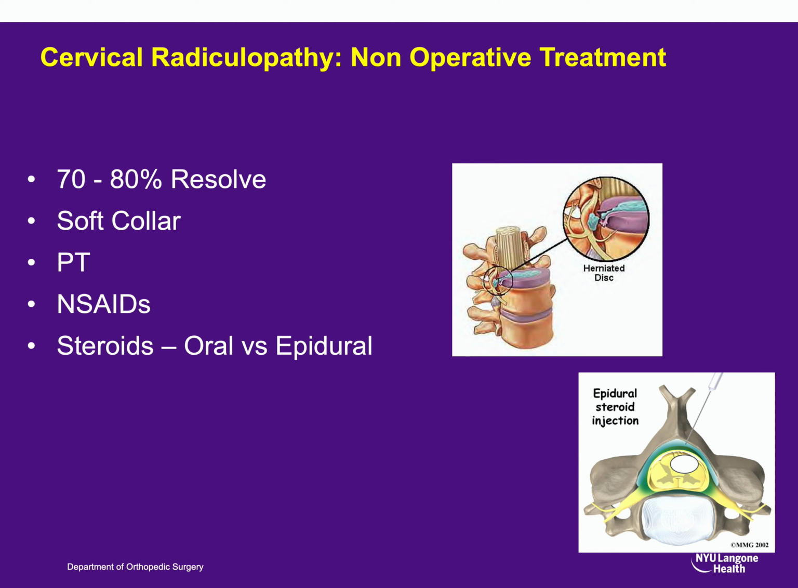Most cervical radiculopathy resolves without surgery. They're oftentimes treated with a short course of physical therapy along with anti-inflammatory medications. Steroid, whether taken orally or given by epidural injection, can also be helpful.